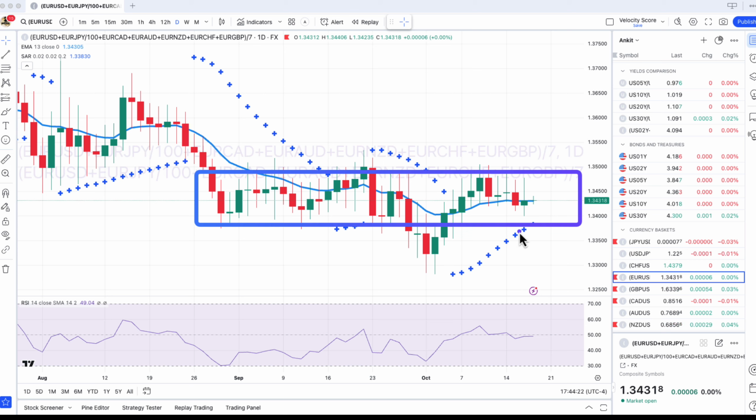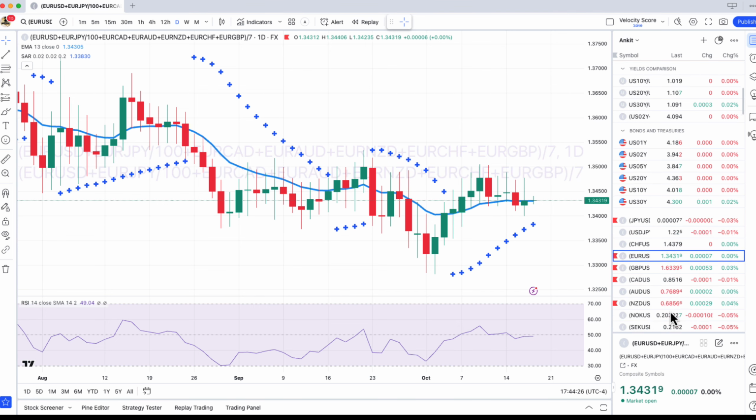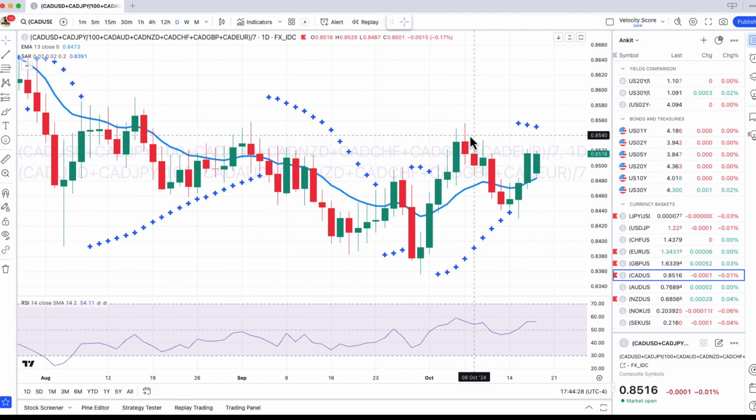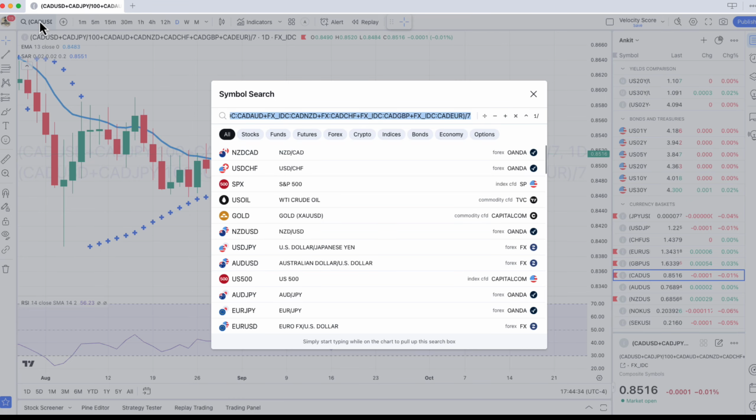So I think we just have to wait and see what happens tomorrow and then react off of it. But as far as the CAD goes, I think the daily chart looks better. It looks like it can easily test towards the resistance level. And then I want to highlight the chart between the dollar and the CAD.